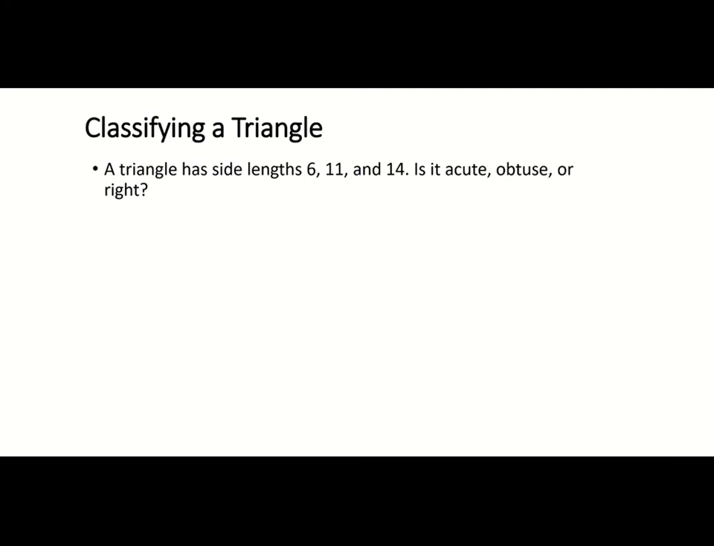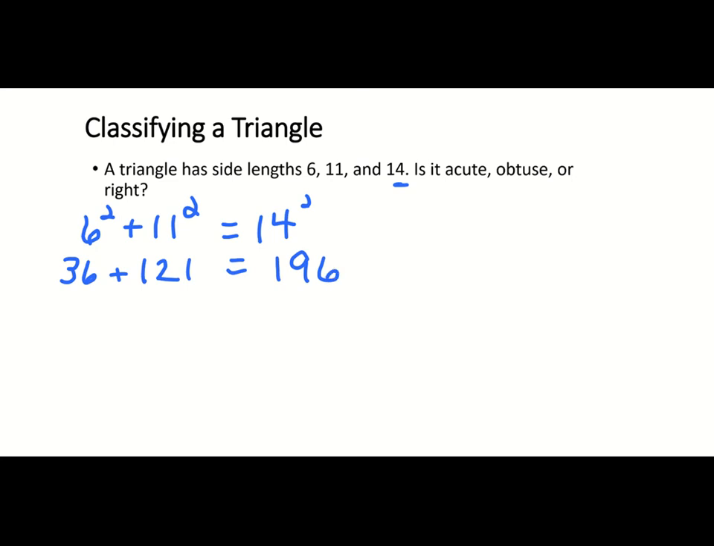All right, so here we're trying to figure out, do we have an acute, obtuse, or a right triangle? So again, your longest side is going to be your C. So I'm going to do 6 squared plus 11 squared is equal to 14 squared. So we get 36 plus 121 equals 196. Doesn't really equal, but we're trying to figure out what the relationship is. So maybe we'll make a circle here. There. So if I add 36 and 121, it is going to be 157.